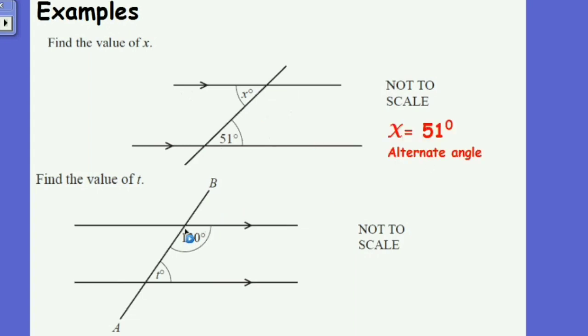Now the second question, find the value of T. The first angle is given as 130 degrees, then the second is marked T. These both are interior angles, co-interior angles. What is the co-interior angle property? Its sum is equal to 180 degrees. So 130 plus which number is 180 degrees? 130 plus 50 equals 180 degrees, or you can say that 180 minus 130 is equal to 50 degrees. This is known as co-interior angles. So the T value is equal to 50 degrees.